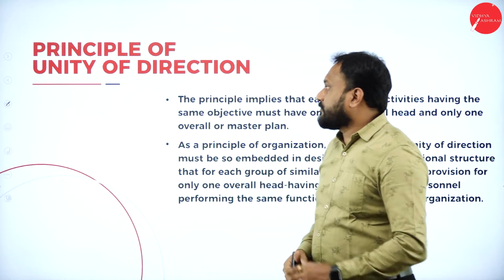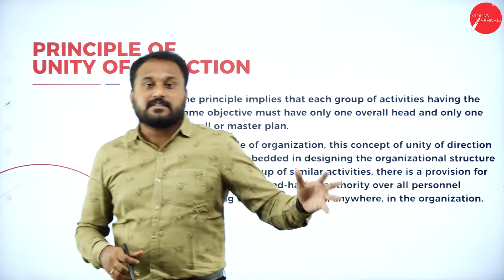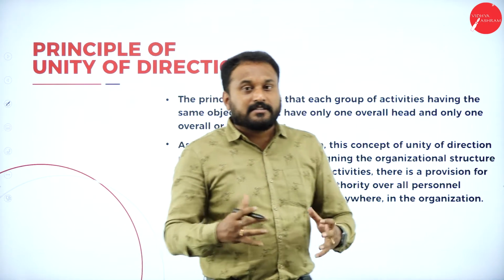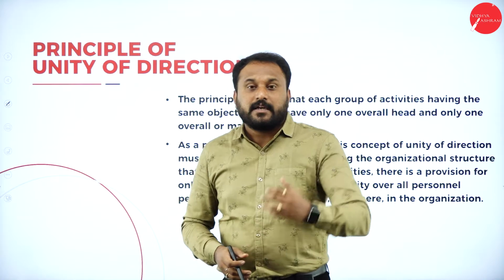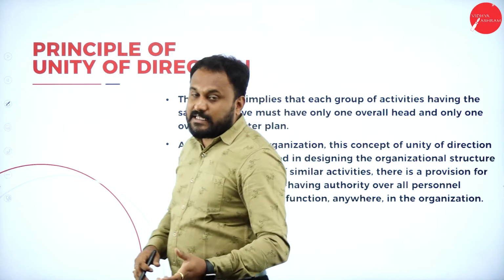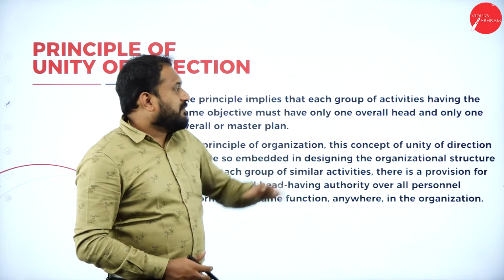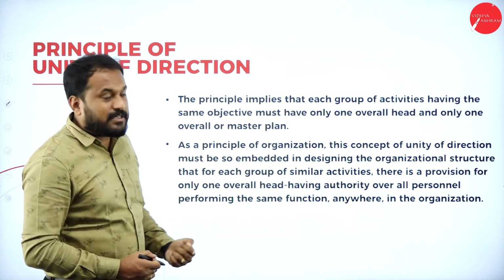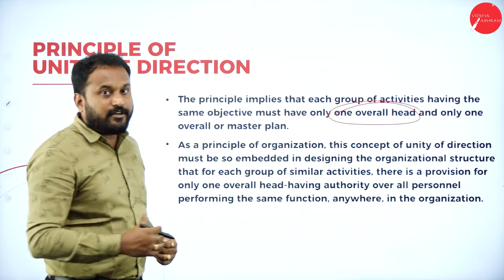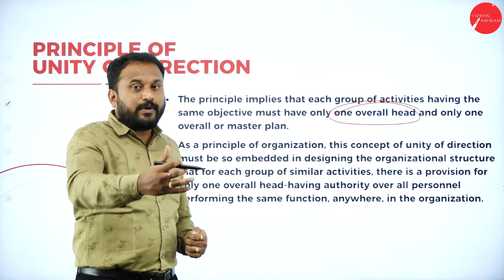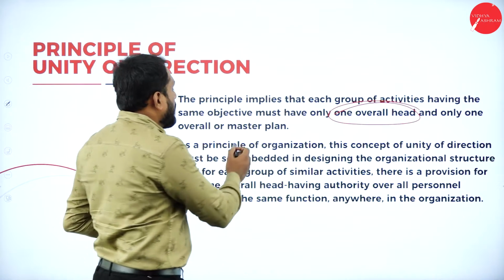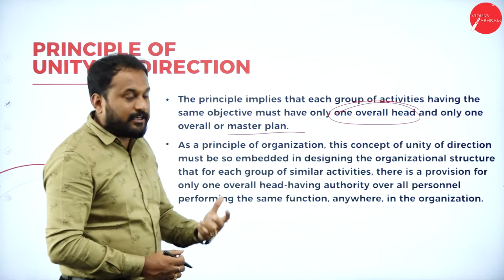Next one is the principle of unity of direction. We studied in the last session about unity of command, where one person will give command and everybody will listen. In the same way you have something called unity of direction, where each and every employee will have one boss to report to. The principle implies that each group of activities having the same objective must have only one overall head. See, the same way as in unity of command, one employee should go with one boss. Here also, one overall head and only one overall or master plan should be given.